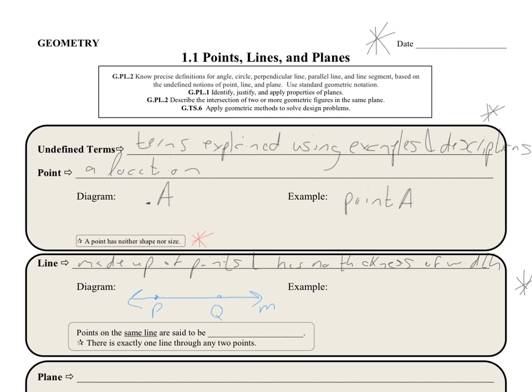There are a few ways that we can call this line. We can either call it line m, line PQ, or PQ with the line symbol above it, or line QP, or the QP with the line symbol above that. Like we said before, there's exactly one line through any 2 points. Now, when we have points that are on the same line, they are said to be collinear.